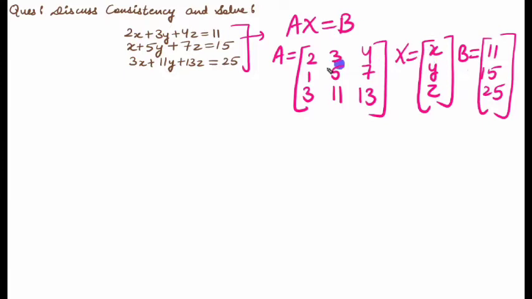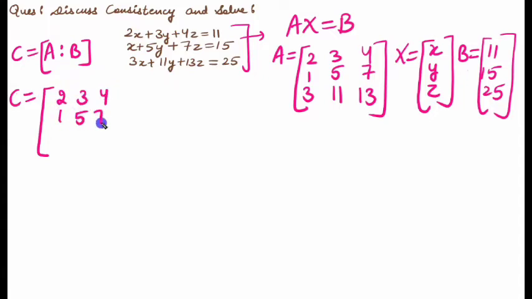Now after this, what we have to do here is, रैंक का concept use करने के लिए हमें एक augmented matrix C की जरूरत पड़ेगी. So after forming these matrices A, X and B, we will now form the matrix C. This is the augmented matrix. Matrix C क्या हो जाएगी, यहाँ पर A and B की values हम लोग put करेंगे. Then this augmented matrix will become 2, 3, 4, 5, 7, 3, 11, 13, and this would be 11, 15 and 25. This is the augmented matrix.